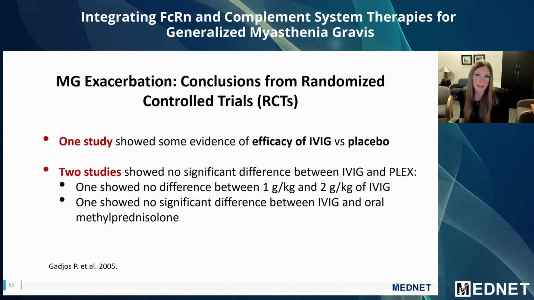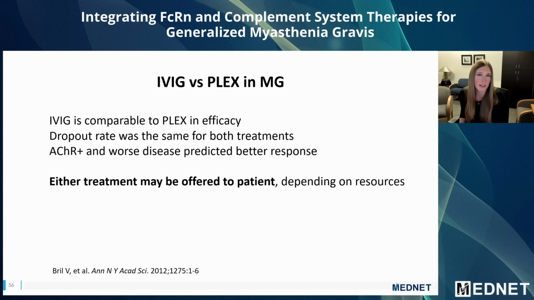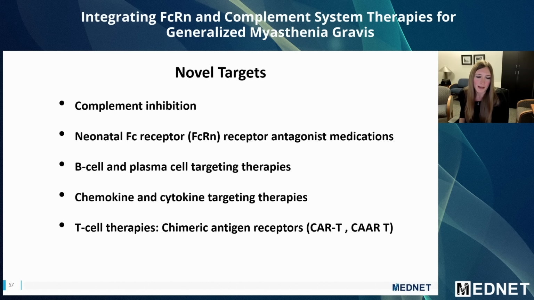For crisis or MG exacerbation, there have been some studies, and we know it's effective in practice too. One study showed some evidence of efficacy of IVIG versus placebo. There were 2 studies looking at IVIG versus Plex. One showed no difference between the dosing of IVIG, and one showed no difference between IVIG and oral methylprednisolone. But primarily, we're using IVIG or plasma exchange in a crisis situation. So it's pretty comparable, and either treatment can be offered depending on the resources.